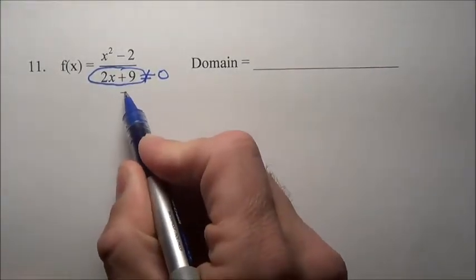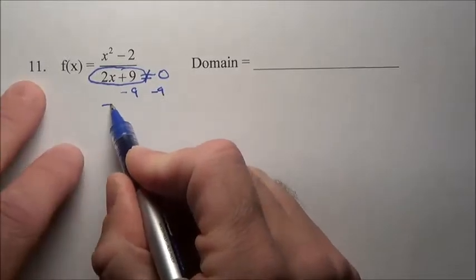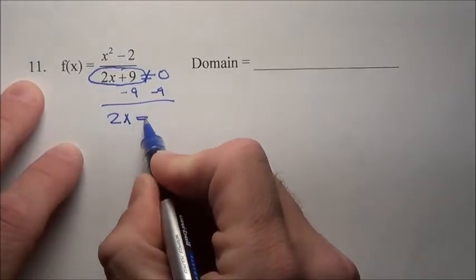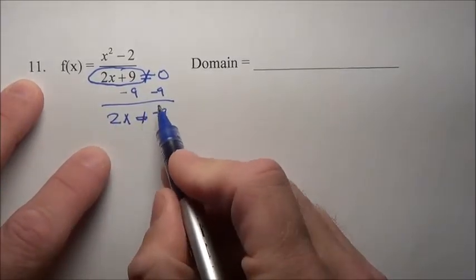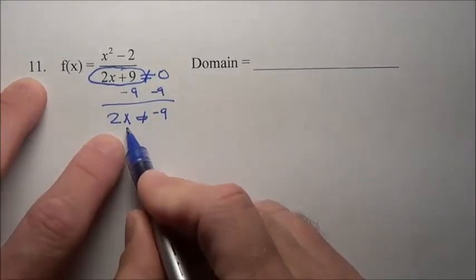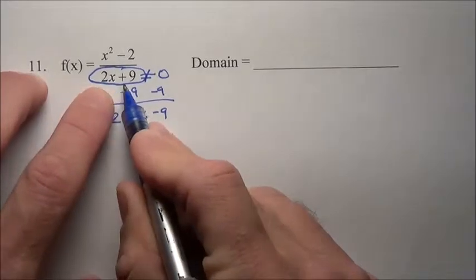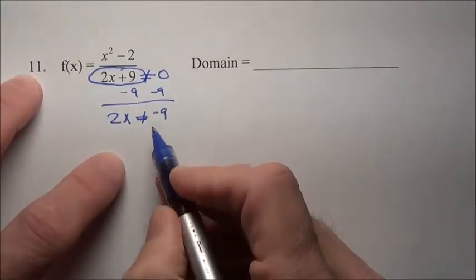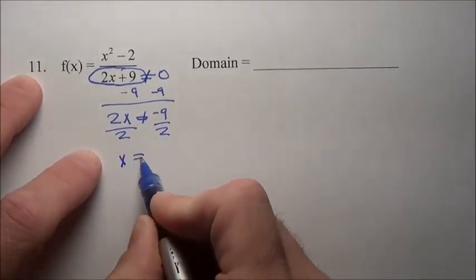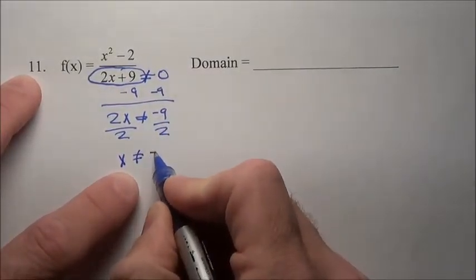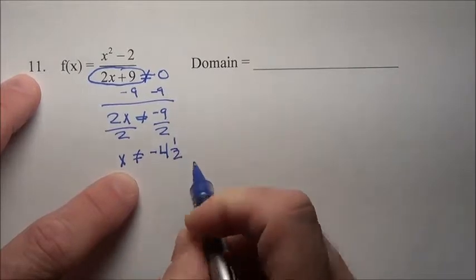So all I got to do is solve this equation. So I subtract 9 from both sides. 2x cannot come out to be a negative 9 because basically if this 2x is a negative 9, plus 9 will give us a 0, and we can't have that happen. Well, let's take it a little further. Let's solve it for the x value. X can't be negative 9/2, better known as negative 4 1/2.